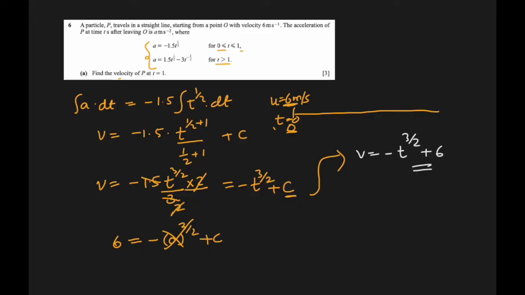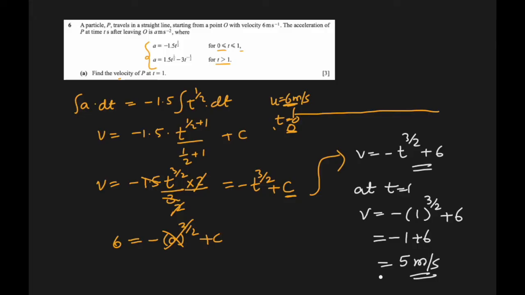What they're asking is, at t equal to 1, what will be the velocity? So at t equal to 1, v equals minus 1 to the power 3 over 2 plus 6. Minus is outside, 1 to the power anything is 1, plus 6. That comes out to be 5 meters per second is the speed at this one.